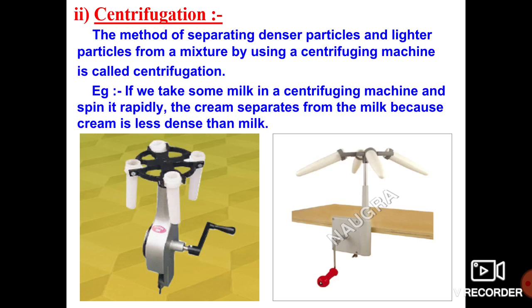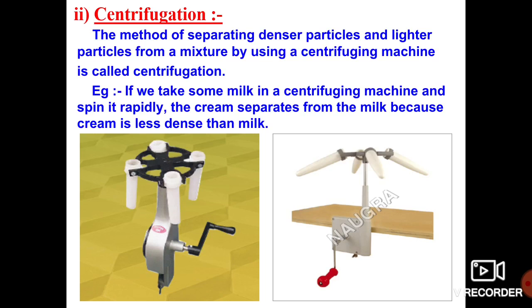For example, if we take some milk in a centrifugation machine and spin it rapidly, the cream separates from the milk because cream is less dense than milk. The milk is the heavier part, so it settles at the bottom of the tube, and the cream floats on the top. The cream is separated because it is lighter as compared to the milk.